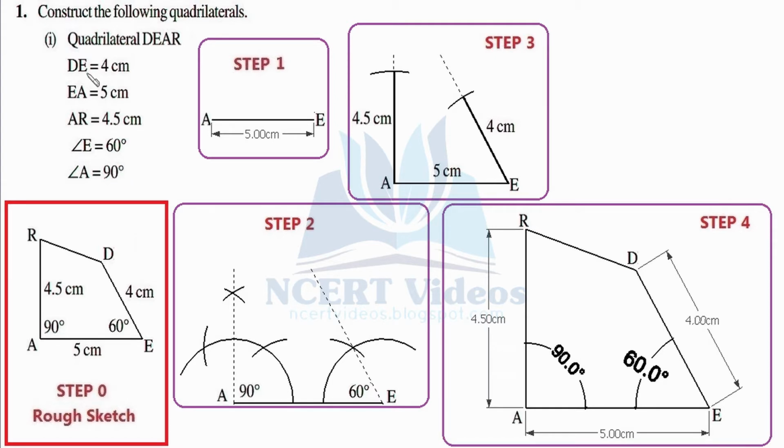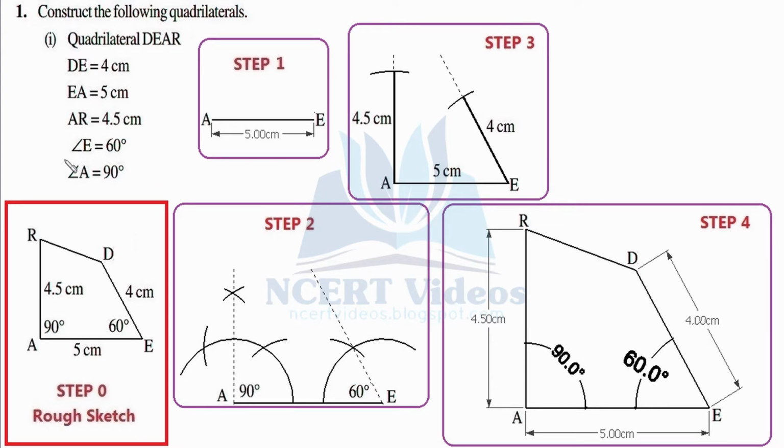And we have studied in this exercise 4.4 that if we are given with 3 sides of any quadrilateral and in between angles, we shall be able to construct our quadrilateral easily. With that, let's try to first of all construct our step number 0 as our rough sketch.